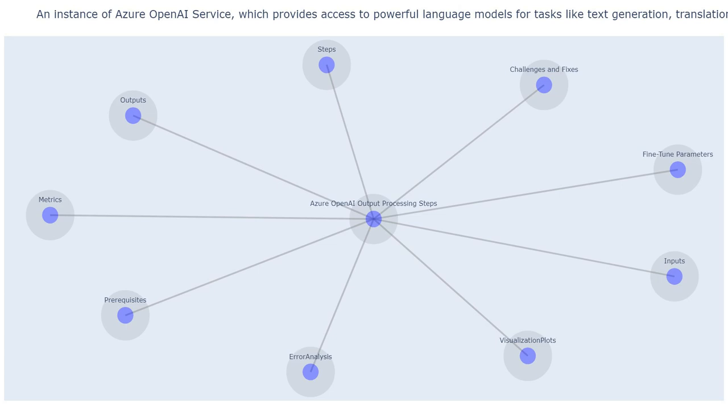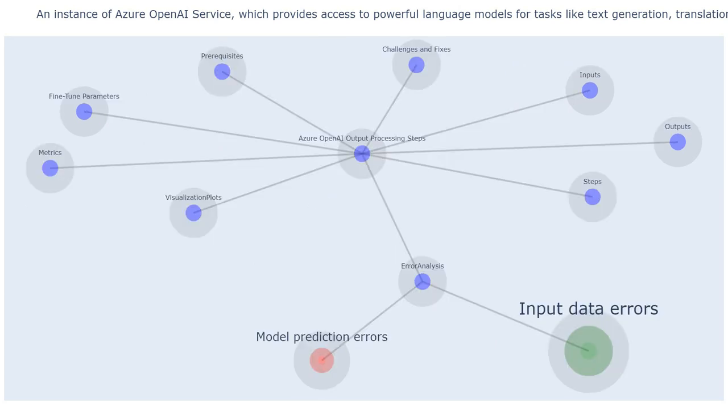Error analysis. Input data errors occur when the text data provided to the Azure OpenAI service is incomplete, incorrect, or poorly formatted. For example, if the input text contains spelling errors or inconsistent formatting, it could lead to incorrect outputs from the language model.